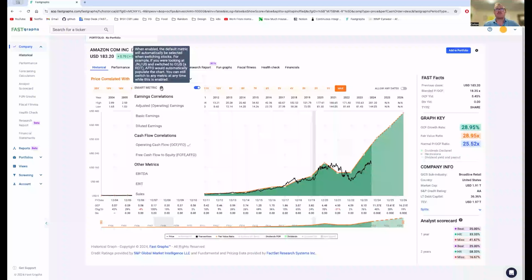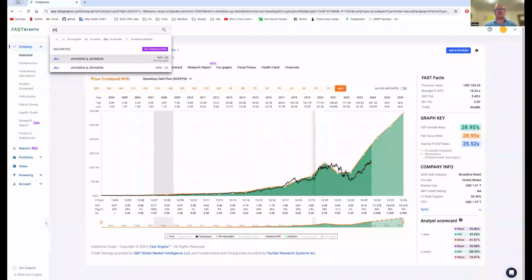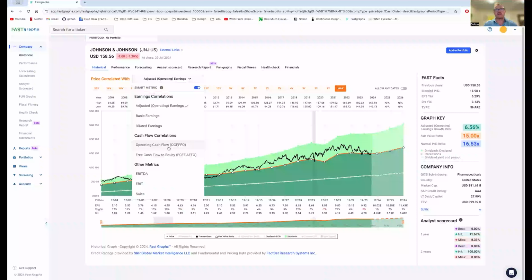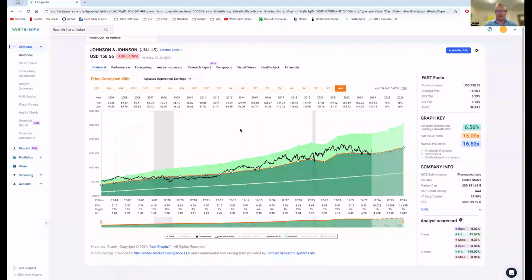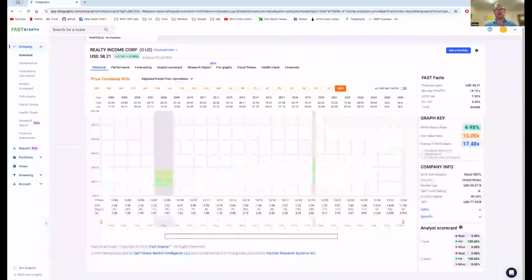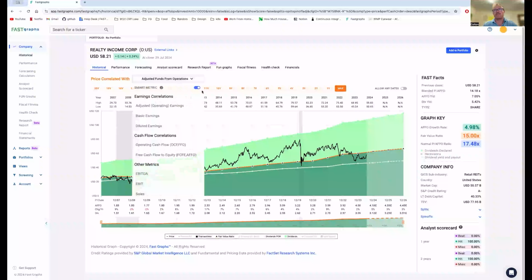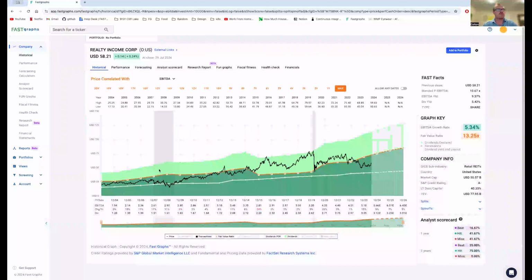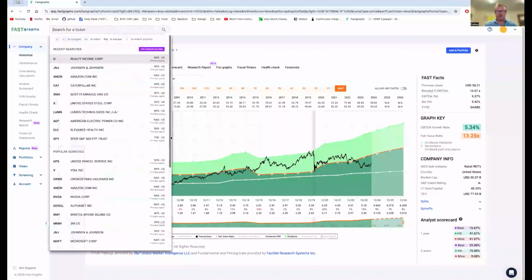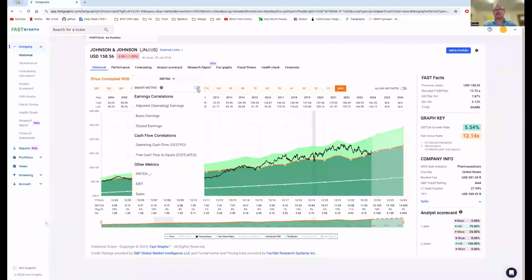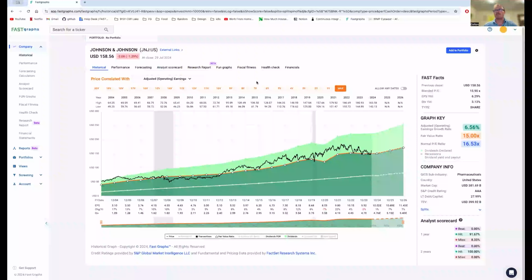We do have this one thing right here called a smart metric. As I look at different companies, notice that it keeps defaulting to adjusted operating earnings, even though I was on operating cash flow. And if I were to look at a company like a REIT, it's going to default to adjusted funds from operations. Now, if I click this off and change it to EBITDA, for example, I can search for other companies and it's going to stay on EBITDA. But this smart metric just helps speed up the investment process.